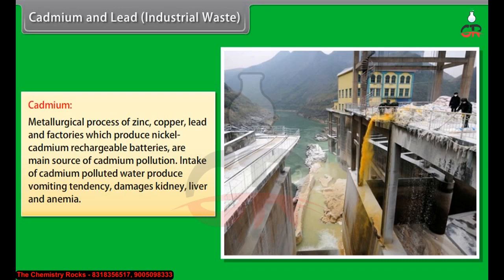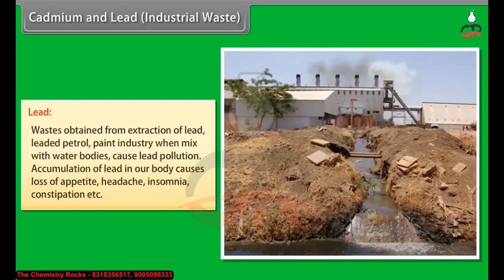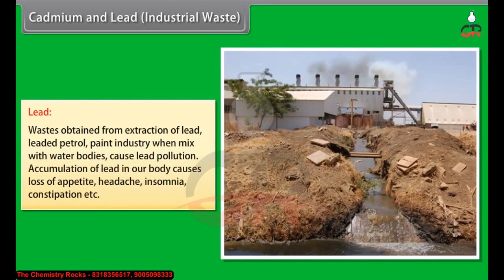Lead. Wastes obtained from extraction of lead, leaded petrol, and paint industry, when mixed with water bodies, cause lead pollution. Accumulation of lead in our body causes loss of appetite, headache, insomnia, constipation, etc. Strategies to control environmental pollution.